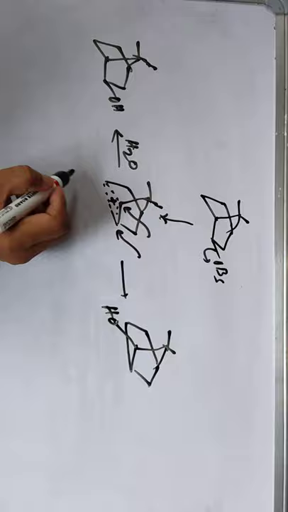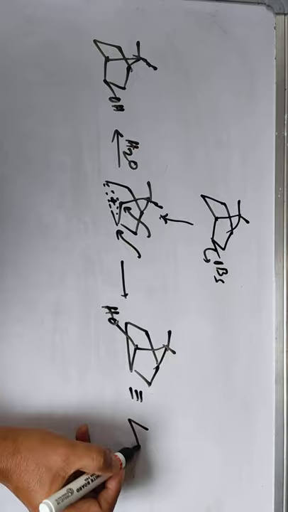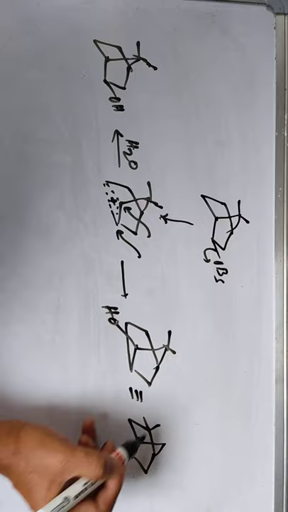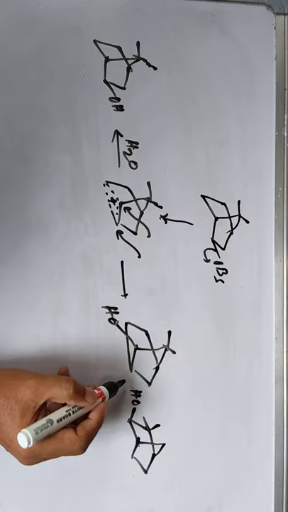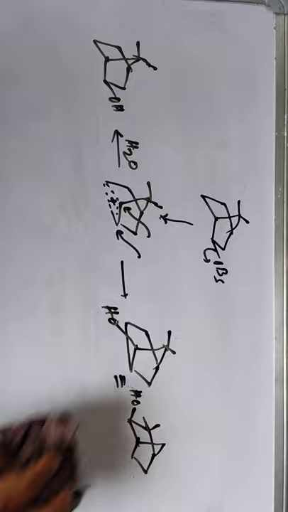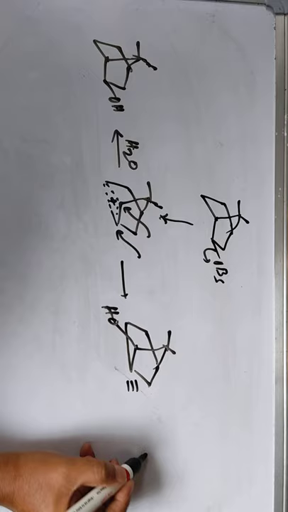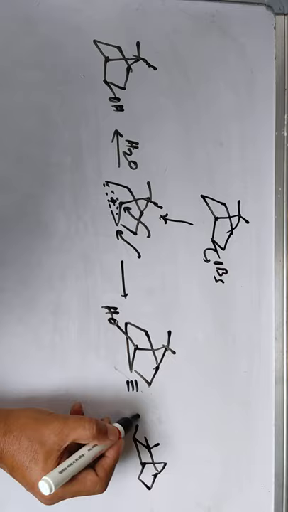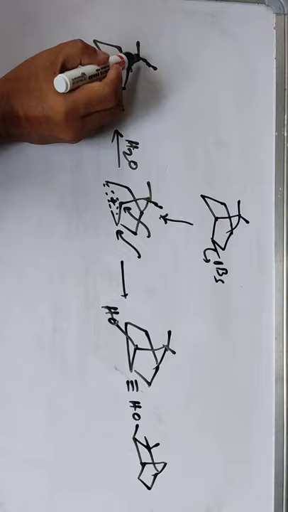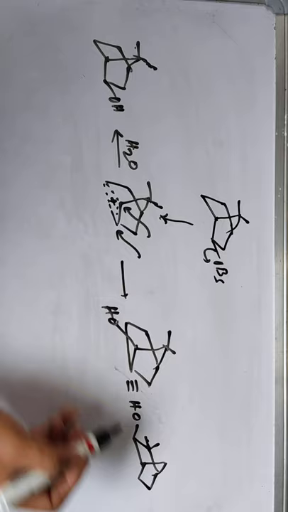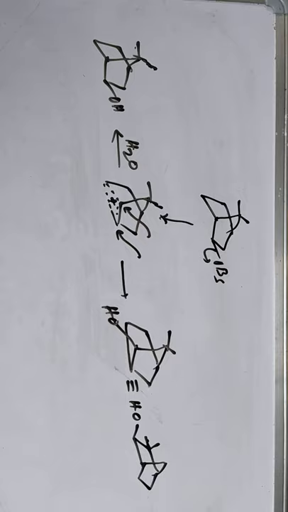This is equivalent to, you can write it this way, these two will come here and the OH will be here. Okay, this is equivalent. So we got two different products in the case of solvolysis hydrolysis with water. Here two methyl groups are near here, but in the other the methyl groups are different. So in the case of unsymmetrical non-classical carbocations we get two different products, but in the case of symmetrical we get only one.